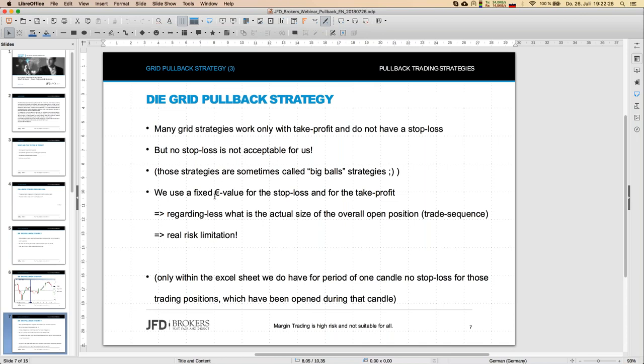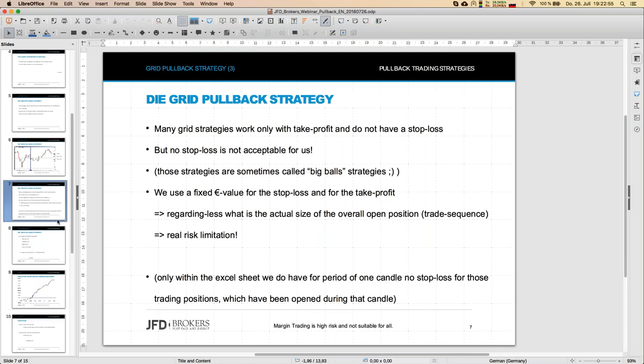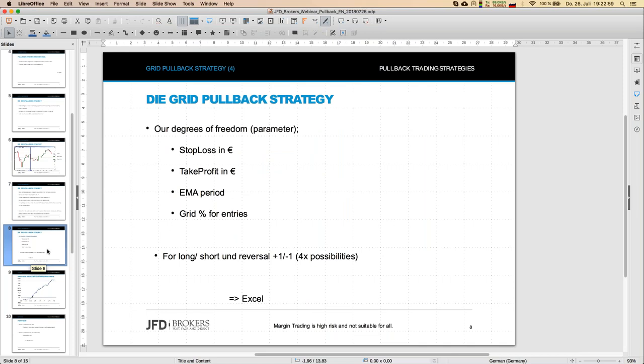And the reason is not because I don't want to have a stop loss. It has to do with practical limitations of Excel, because we cannot do several actions within one day. But that's more just Excel reasons and not trading wise. So from a trading perspective, I still use stop loss and take profit within the day. Good. So what do we have in order to develop our strategy? And we will do it in Excel in a minute.